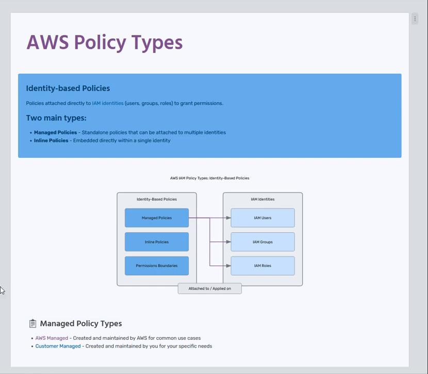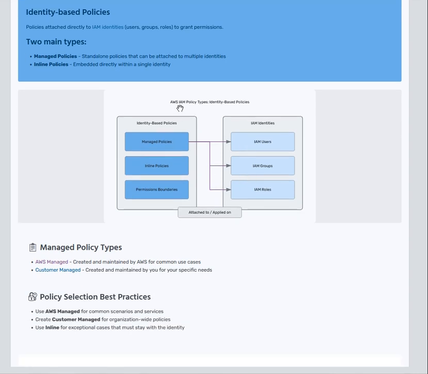In the diagram, you can see the AWS IAM policy types, identity-based policies. Under identity-based policies, you have managed policies, which can be attached to IAM users, IAM groups, and IAM roles. And then you've got inline policies, and then you have permission boundaries, right?